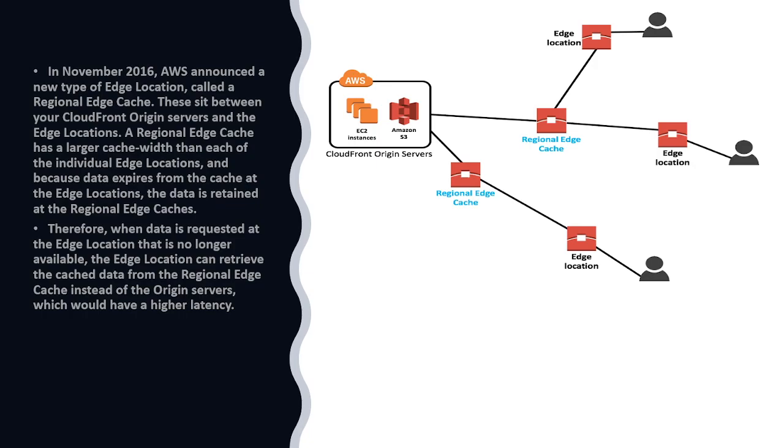Therefore, when data is requested at the edge location that is no longer available, the edge location can still retrieve the data that is cached from the regional edge cache instead of hitting the origin server.